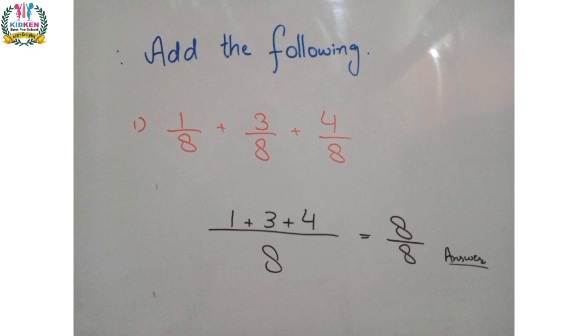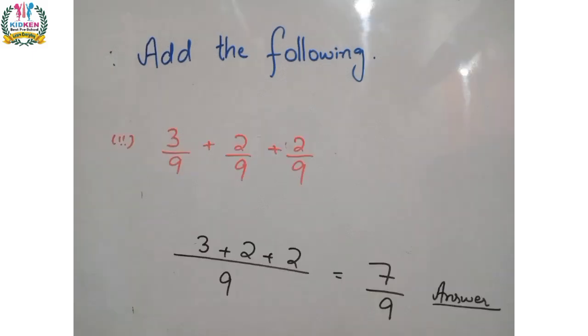The second part of the question is 3 upon 9 plus 2 upon 9 plus 2 upon 9. Simply take the denominator 9 as common and add the upper values 3 plus 2 plus 2. So 3 plus 2 is 5, and 5 plus 2 is 7. So our solution is 7 upon 9.